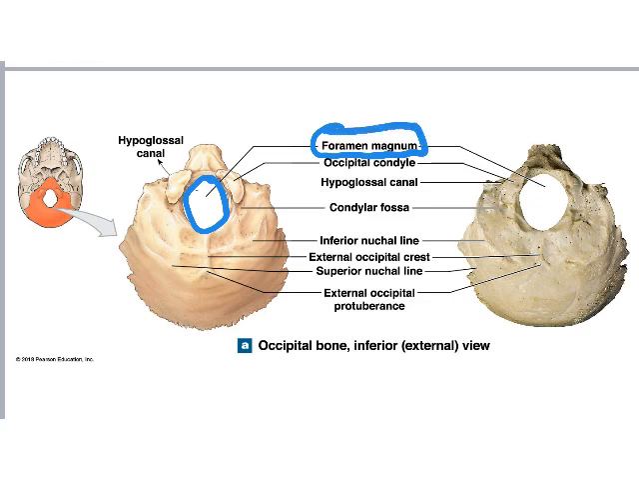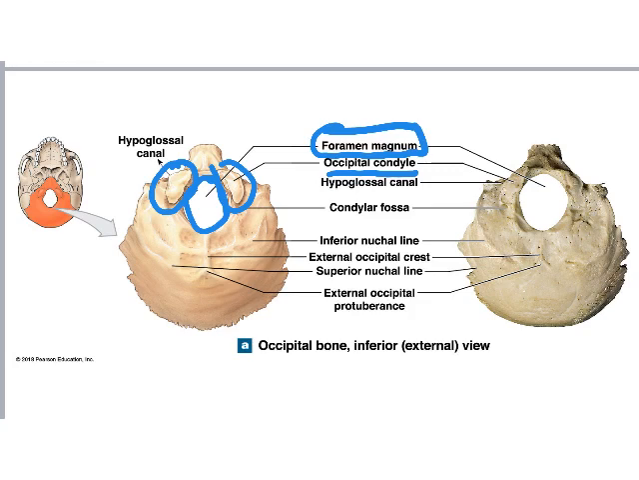And then there are also these very prominent projections here, which are called occipital condyles. Now that's where the first cervical vertebrae is going to attach the skull to the spine. So that's a very important projection or marking on the occipital bone that you should learn. So make sure you know the foramen magnum and the two occipital condyles, which articulate with the cervical vertebrae.